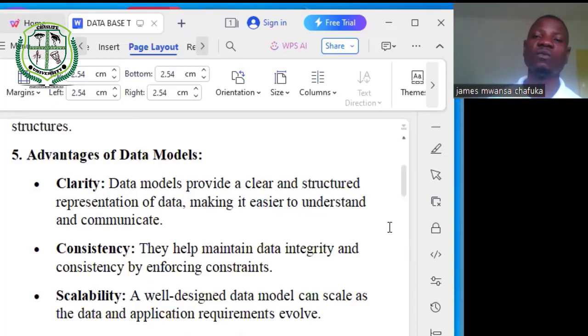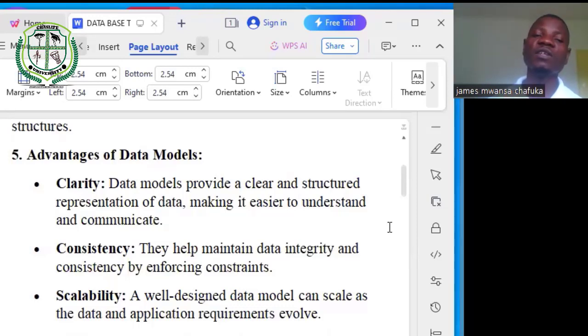Under clarity, we are saying that data models provide a clear, structured representation of data, making it easier to understand and communicate. So the first advantage of the data model is clarity, which brings the aspect of easier understanding and communication.